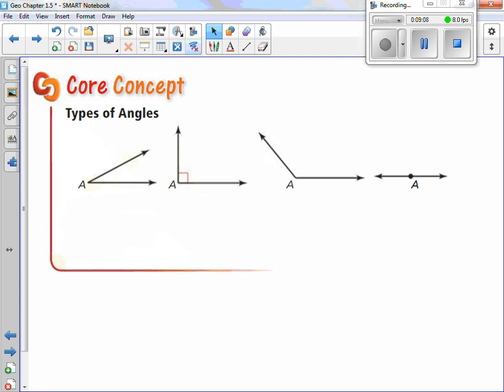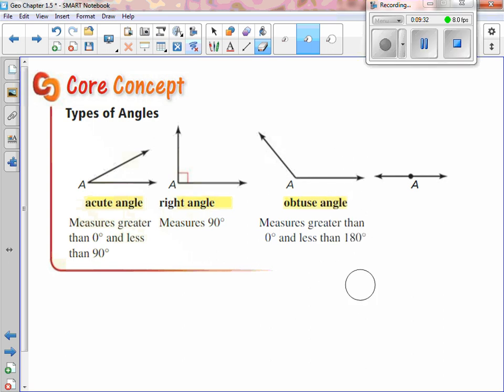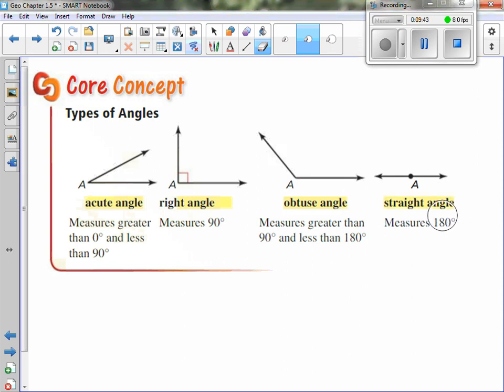There are 5 types of angles. Anybody have a guess of what this one is? Acute angle. We have all this up, but really the angle is between 0 and 90. Our next one is a right angle, whose measure is 90. Then we have an obtuse angle, whose measure is greater than 90 and less than 180, and then we have a straight angle, whose measure is 180.